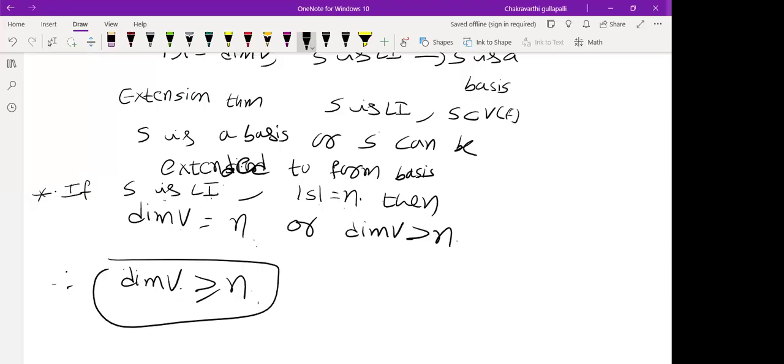But we don't know whether S is a basis or not. So greater than or equal to n is the boundary. Instead of n, you are given some 10 elements. So it will be greater than or equal to 10. This is one of the applications.